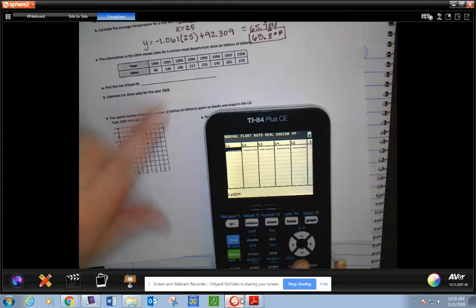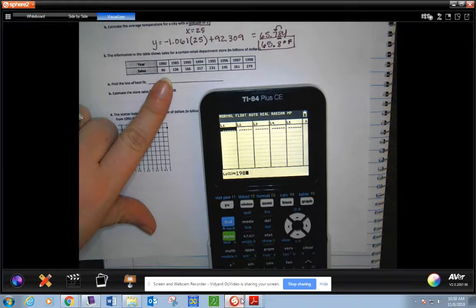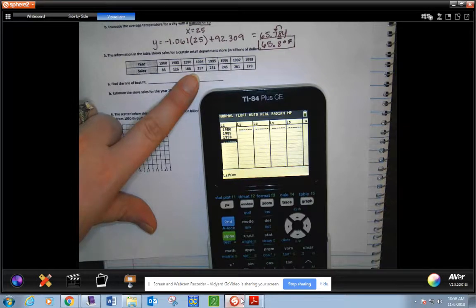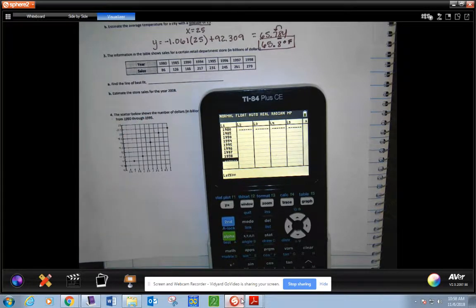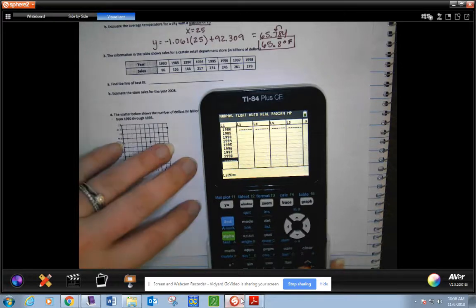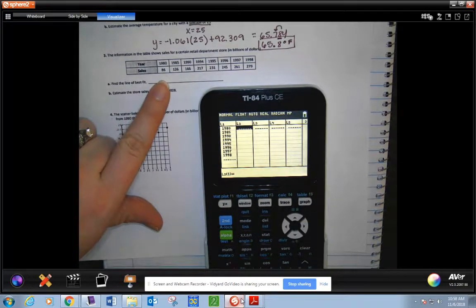Okay, now we're just going to type in our new table. So 1980, enter. 1985, 1990, 1994, 1995, 1996, 1997, and 1998. Okay, so those are all of my years, and then I move over to L2 for the cells.